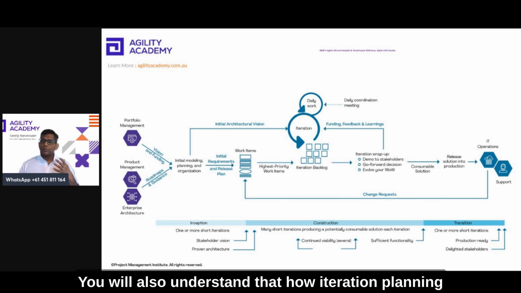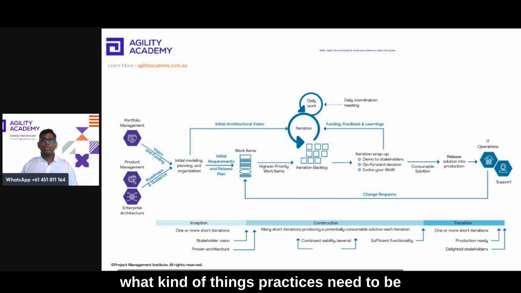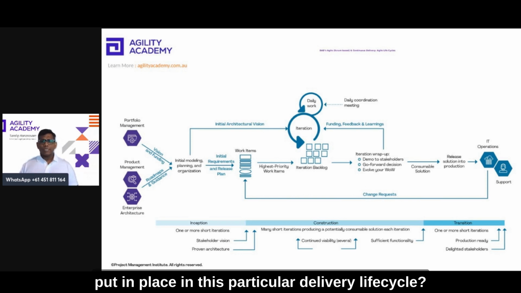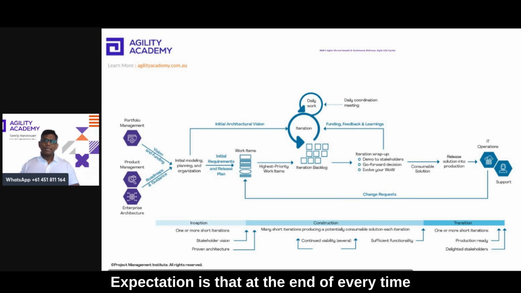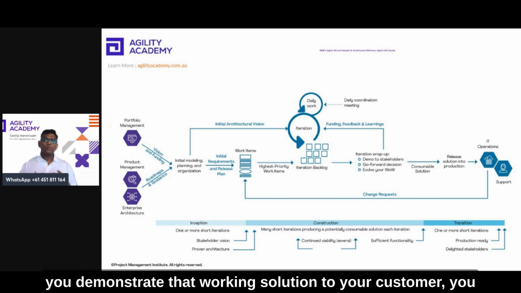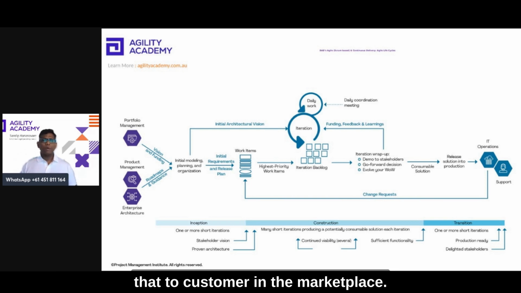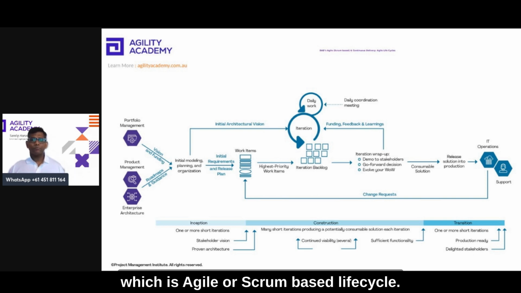You will also understand how the iteration planning or sprint planning event needs to be conducted, and what kind of things and practices need to be put in place. In this particular delivery life cycle, the expectation is that at the end of every time box, 2 weeks or 1 month, whatever is selected, you demonstrate the working solution to your customer. You seek feedback from them, and then eventually you release that to the customer in the marketplace. So that's the Discipline Agile delivery life cycle which is the agile or Scrum based life cycle.